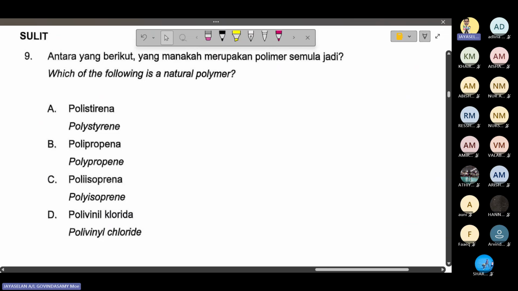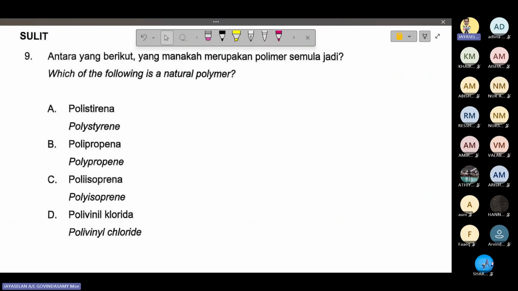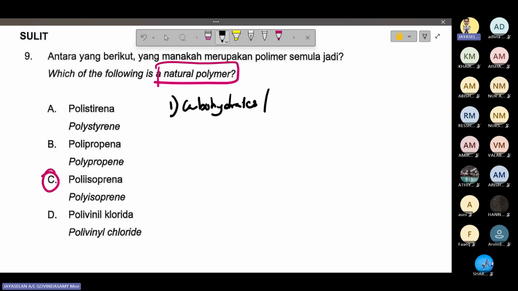Which of the following is the natural polymer? Okay, natural polymer. What are the natural polymers? Number one, you must remember carbohydrate, or they put starch, or cellulose. These are the polymers.